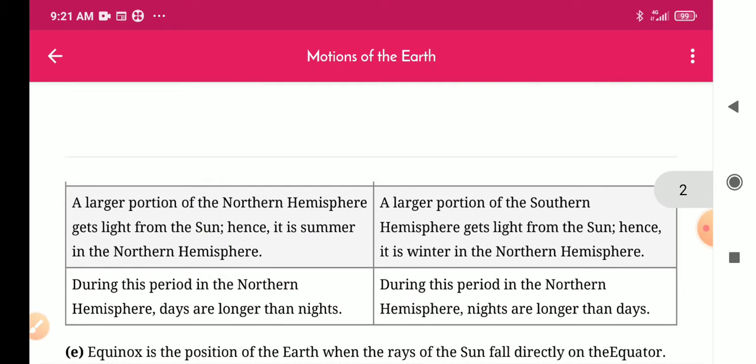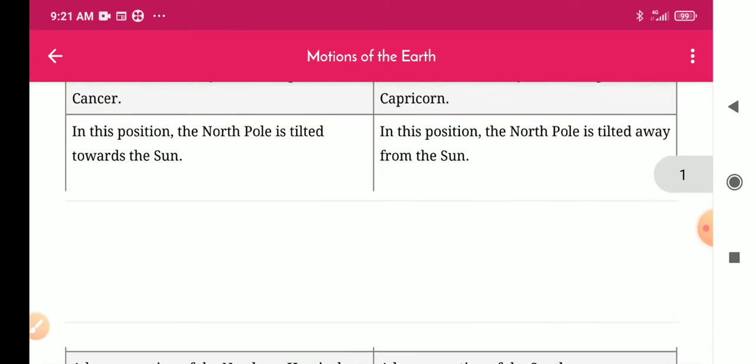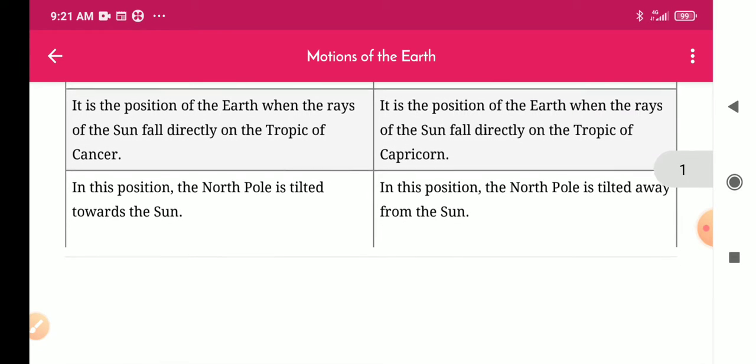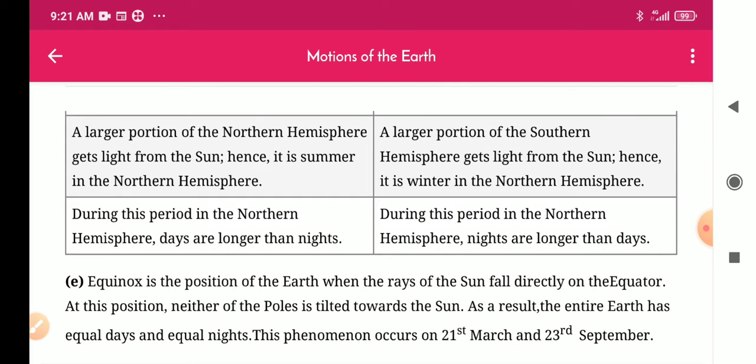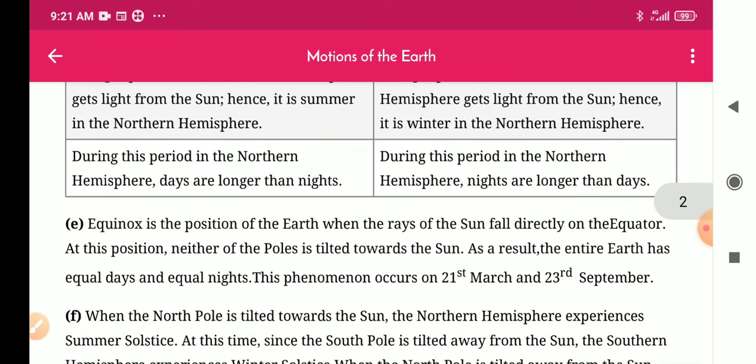A larger portion of the northern hemisphere gets light from the Sun, hence it is summer in the northern hemisphere. During this period in the northern hemisphere, days are longer than nights. In winter solstice, a larger portion of the southern hemisphere gets light from the Sun, hence it is winter in the northern hemisphere. During this period in the northern hemisphere, nights are longer than days.